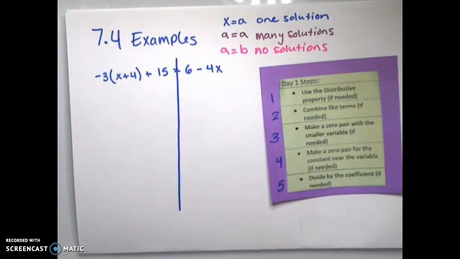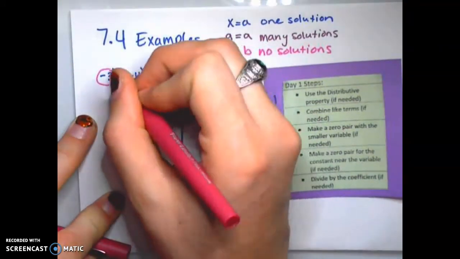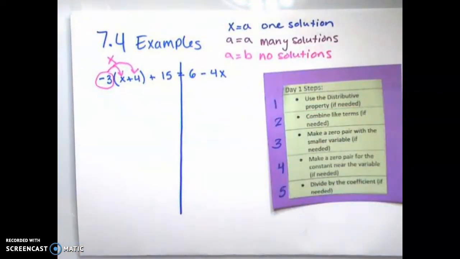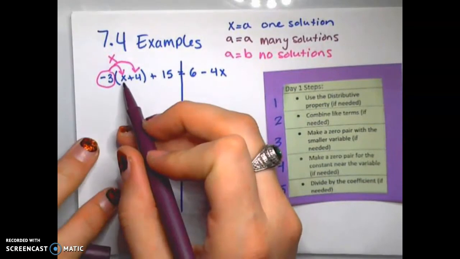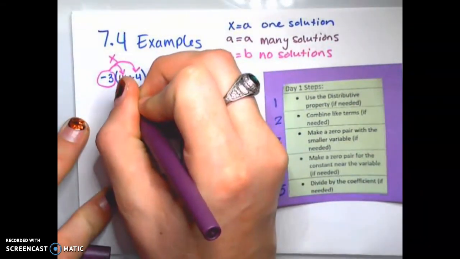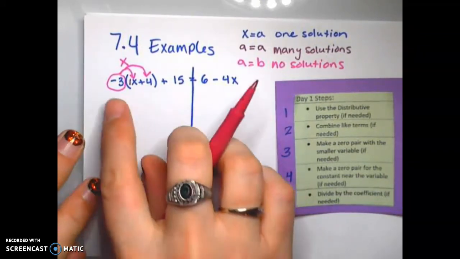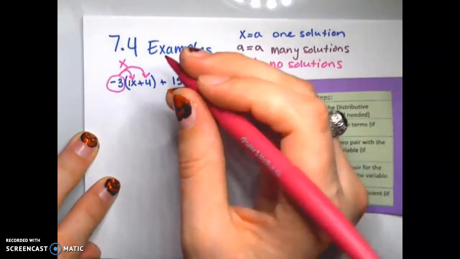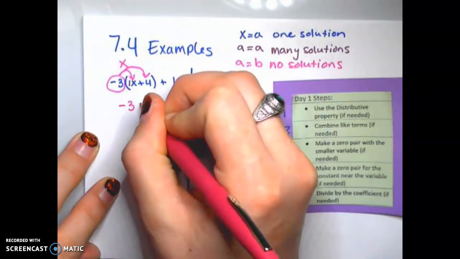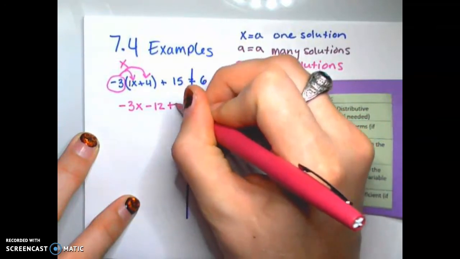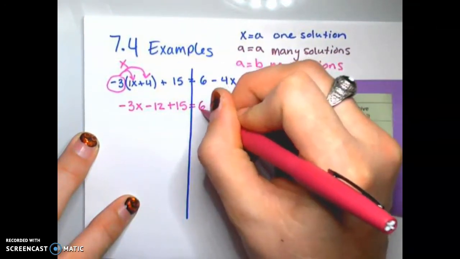So remember that we need to distribute this -3 to x and to +4. Remember, we are multiplying. Now, if you need a reminder, if there's just an x all by itself, there is a 1 there. There's always a coefficient of 1 to the left of every variable if the variable is just by itself. So that is 1x. So we are now going to multiply and then rewrite the problem. So -3 times 1x gets you -3x. -3 times 4 gets you -12. And we're going to bring down the 15 plus 15 equals the rest of this problem, 6 minus 4x.